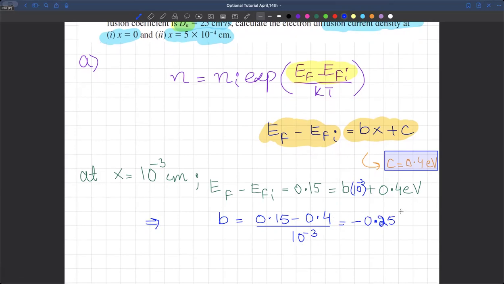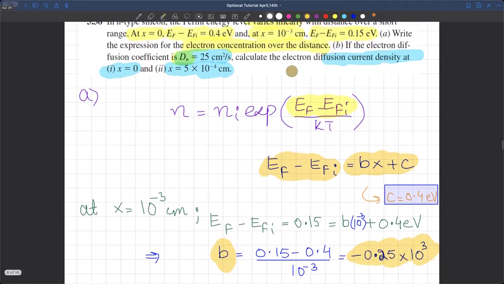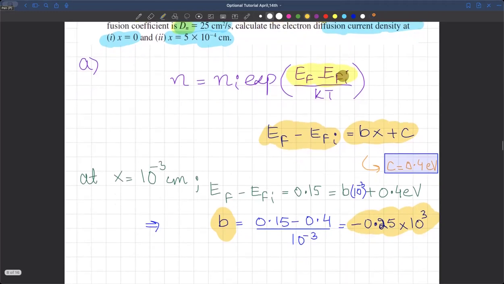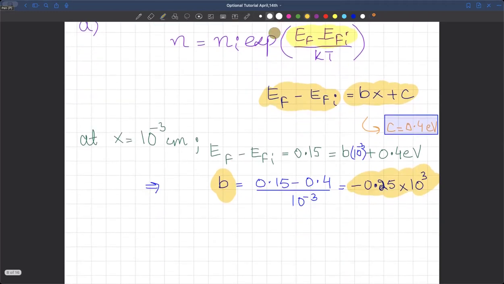Now, if you look at this equation, this is going to tell you the slope of that linear dependence, okay? Because it's just going to follow that line. You can clearly see from there that at 0, it is 0.4, and at some distance, it is 0.15. So of course it is decreasing, right? So yes, we must get the negative slope.